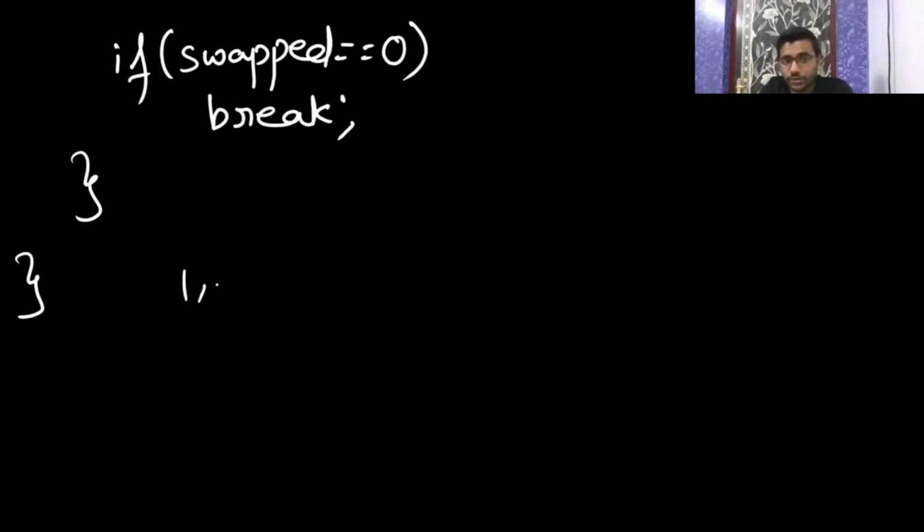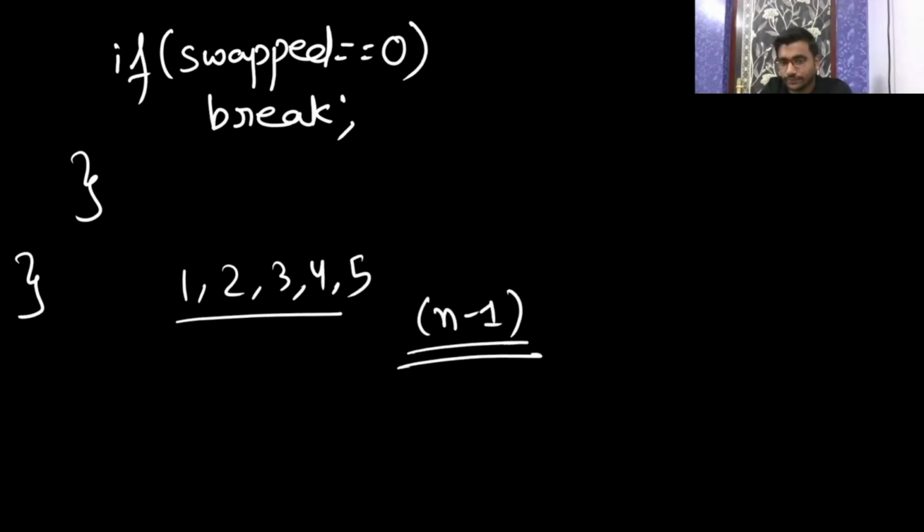So now if we give a sorted input like 1, 2, 3, 4, 5, the outer for loop will run only once, till n minus 1. So it is going to take big O of n. Now I have improved the best case, I have increased the best case. Is it clear to all of you?